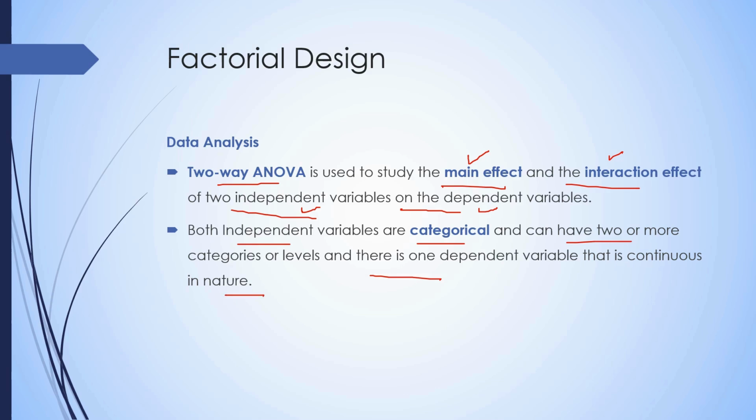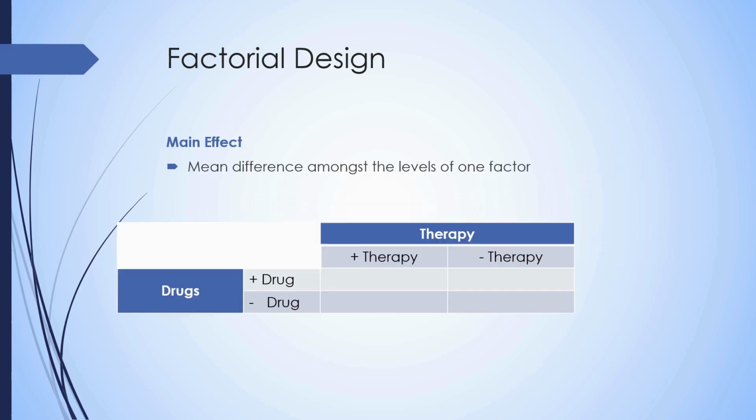Let's look into main effect and interaction effect in detail. Main effect is the mean difference among the levels of one factor. How many factors do we have here? We have two factors, therapy and drug.